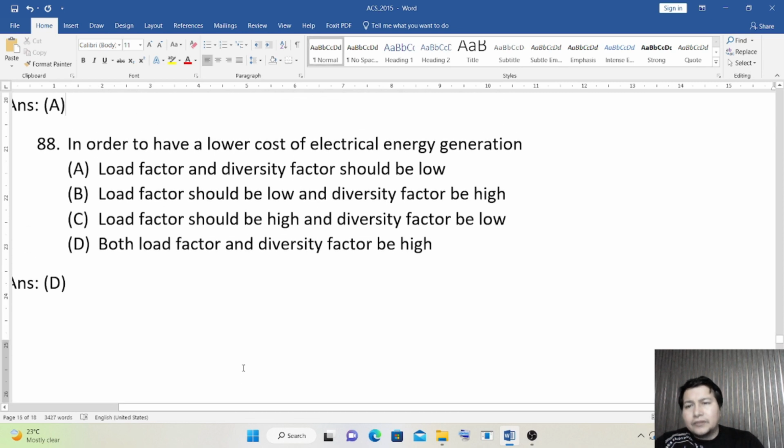Question 88: in order to have a lower cost of electrical energy generation, load factor and diversity factor should be low; load factor should be low and diversity factor high; load factor should be high and diversity factor low; both load factor and diversity factor should be high. So the correct option will be D.